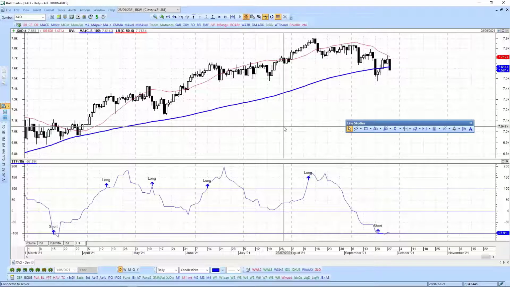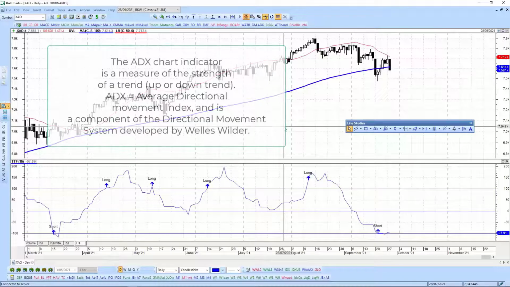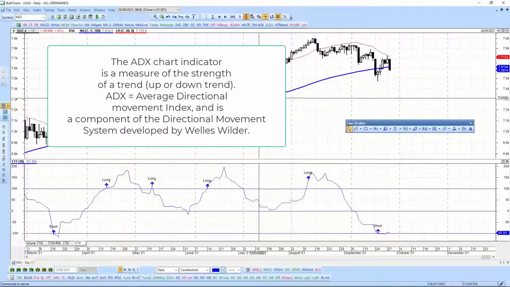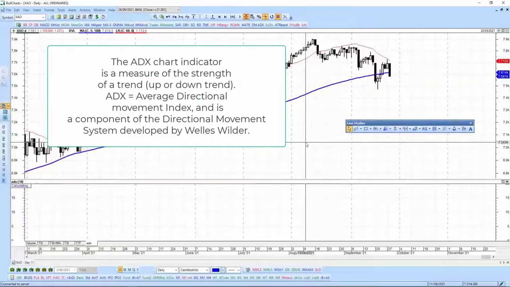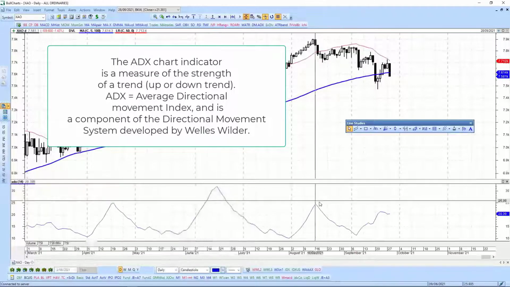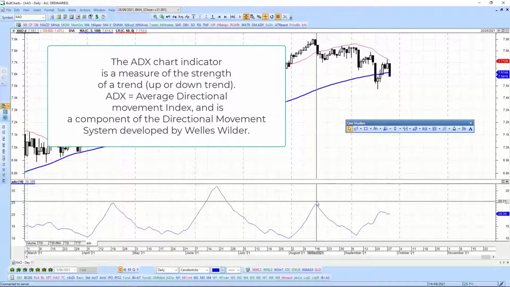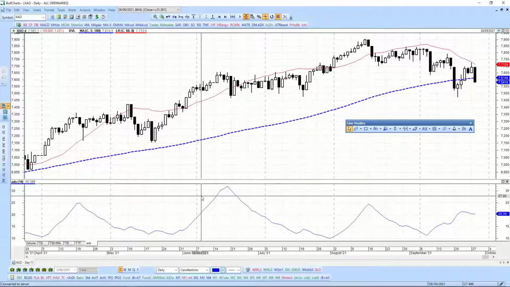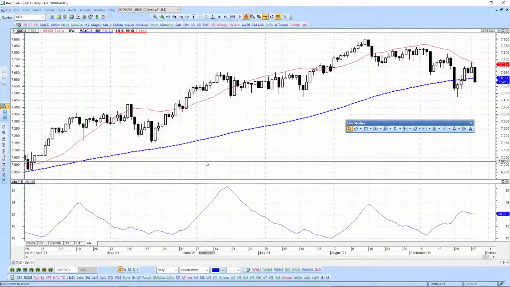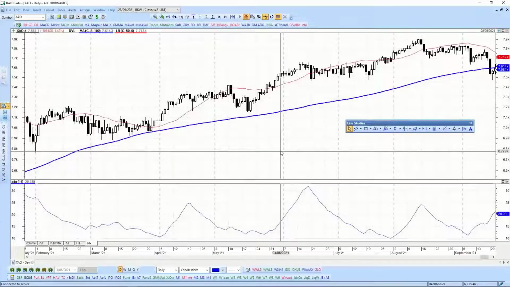Paul's asked, the ADX indicator is a measure of the strength of a trend. Yes, David sent me an email earlier and mentioned ADX. Let's have a look at ADX. I've got ADX up here on my toolbar. There's ADX. And at a glance, that seems to be a good indication of a trend.